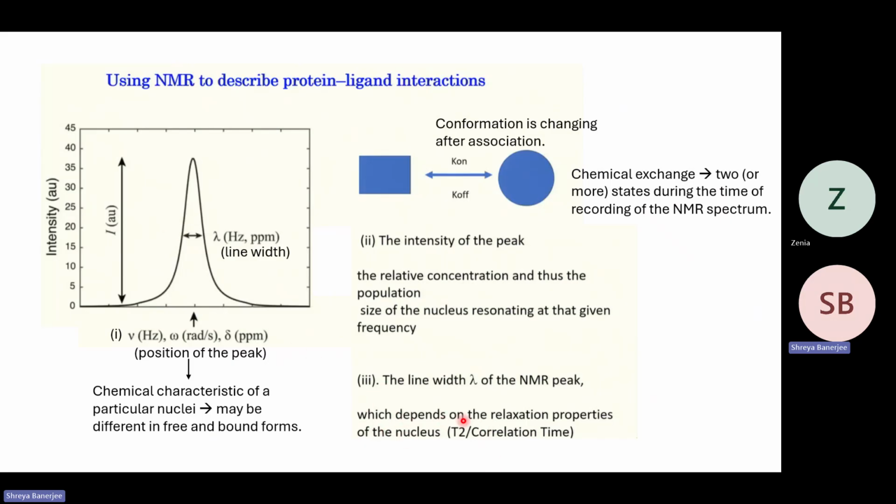that can change on binding. So the relaxation properties of the nucleus depend on whether it is binding with a ligand or not. And so if that changes, the line width will change. And so that will also be an indicator that binding is happening. And as we know, conformation can change after association. In that case, any of these properties, the chemical shift, the intensity of the peak, or the line width can change.